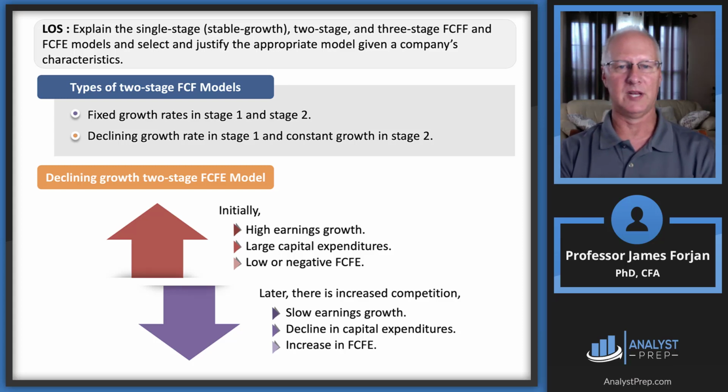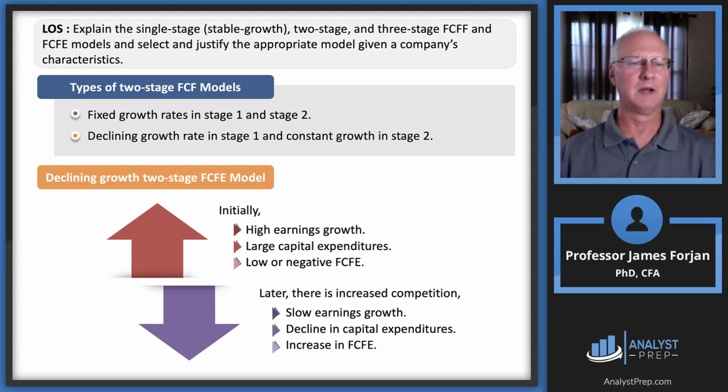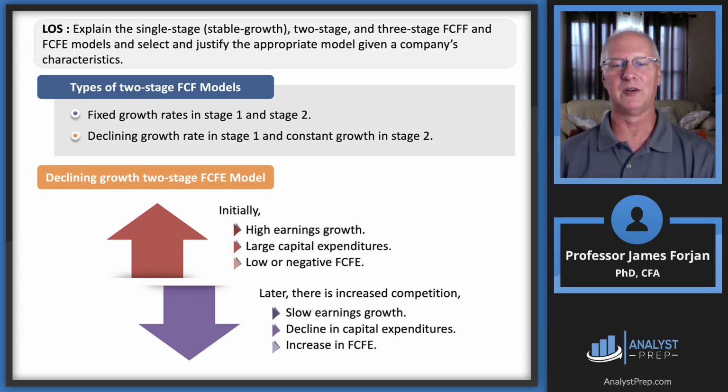So look at this. Initially, high earnings growth, large capital expenditures, maybe even negative free cash flow to equity. Later, there it is right there in the slide, increased competition. Think of yourself looking over at me, and I'm driving my great, beautiful, big old John Deere tractor, cutting my grass. And I'm so happy out there. And you're out there pushing your lawnmower, and you say, I'm going to make a bunch of broccoli and cauliflower donuts, right?